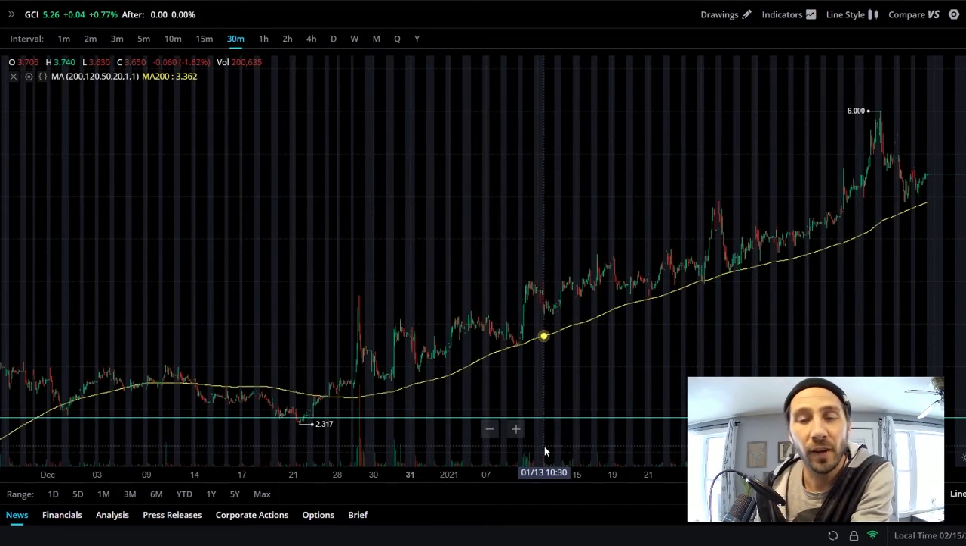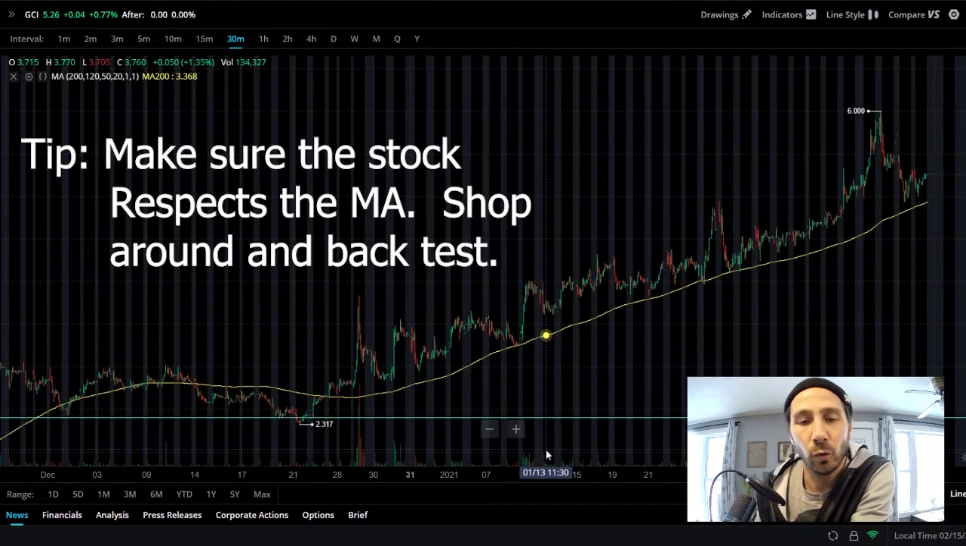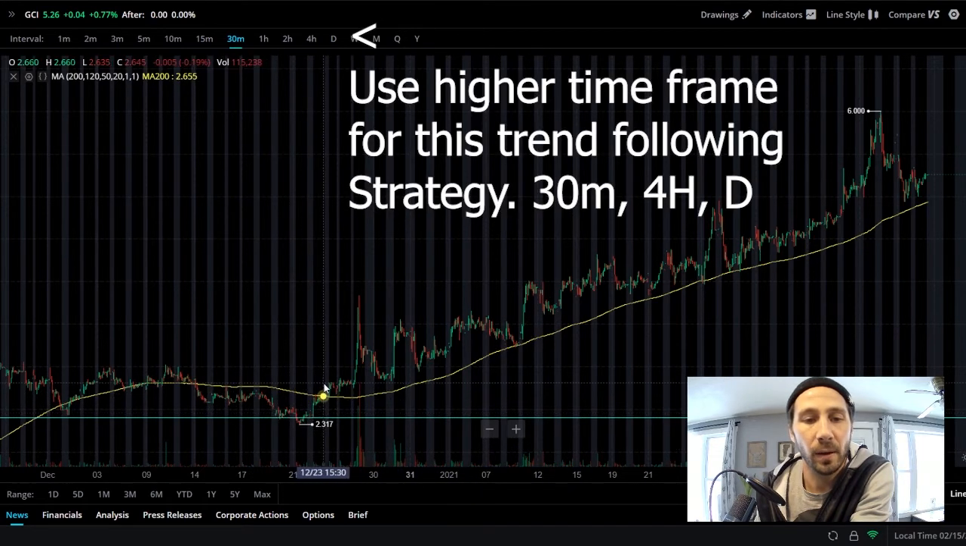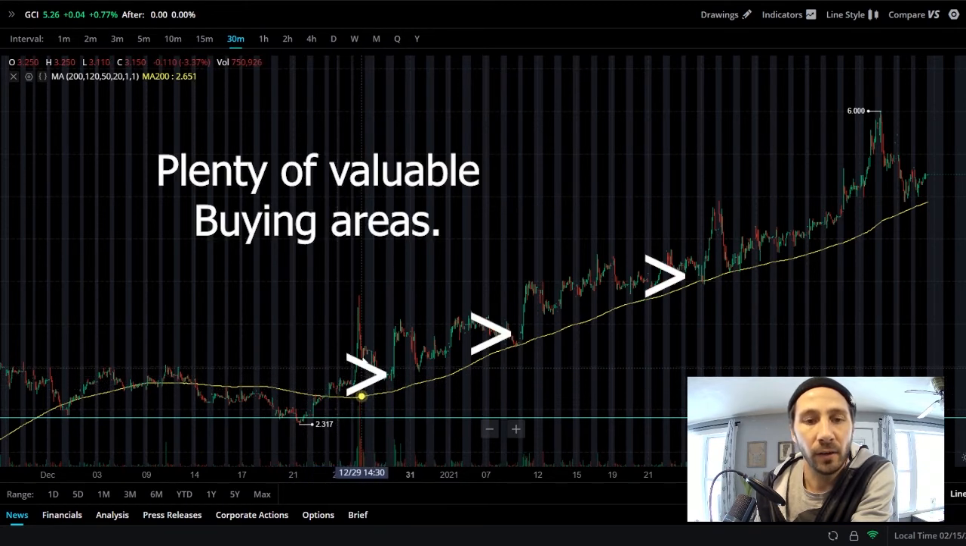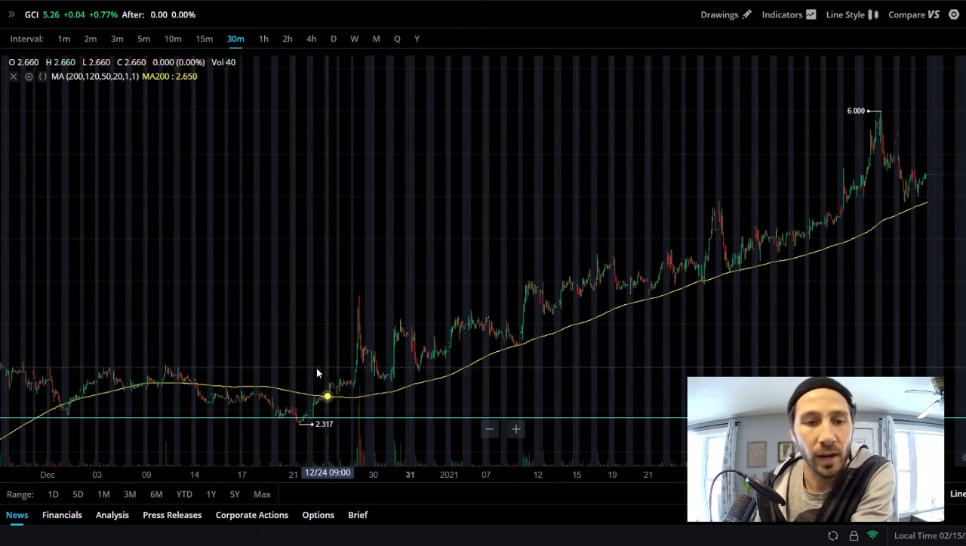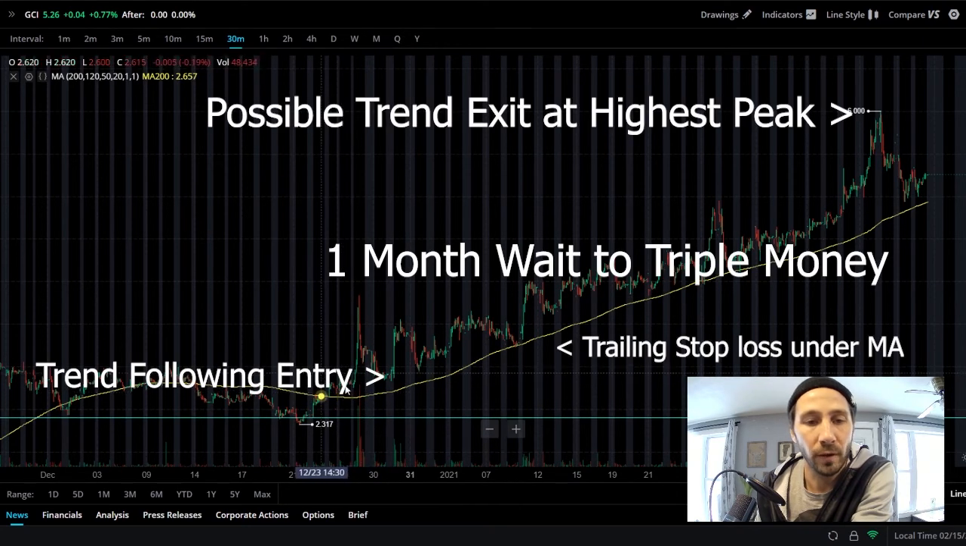So here's a different stock. You'll notice that it's also respecting the 200 MA on a 30-minute interval. It's a similar situation. We had the price dip below the 200 MA and then come back up above it, and you could have taken a risk here and entered and then sold on the first pop for some quick profits. Or if you wanted to go skate and you're more of a slow approach, you could have entered once you saw it pop, and then you could have sold up here at the $6 peak way up here.